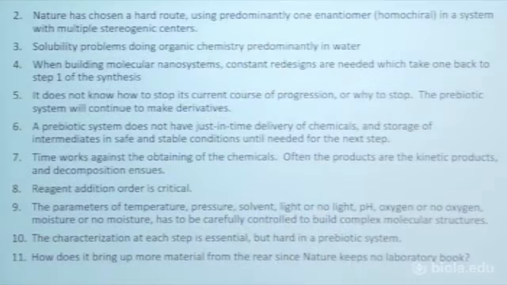And when these guys do their prebiotic chemistry, they say, look what we got. Yeah, because you added A and then B and then C, and you bought A and you bought B and you bought C. The parameters of temperature, pressure, solvent, light or no light, pH, oxygen, no oxygen, moisture, no moisture, have to be carefully controlled to build complex molecular structures. The characterization at each step is essential, but hard in a prebiotic system. How do you characterize it?